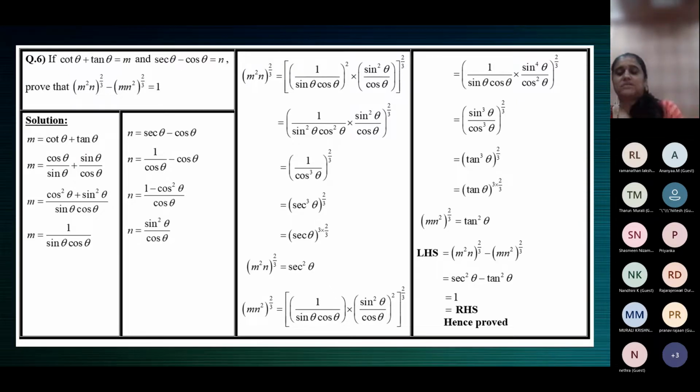Yes, Shreyas? Ma'am, I have a doubt in that m square n to the power 2 by 3. M square. Which one? M square? Ma'am, n square n to the whole power 2 by 3 is equal to secant square theta.